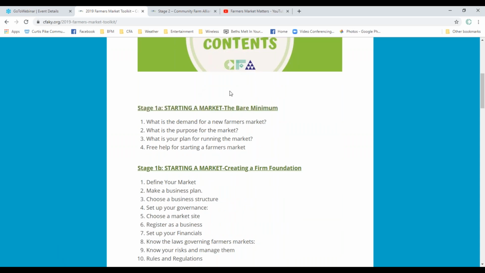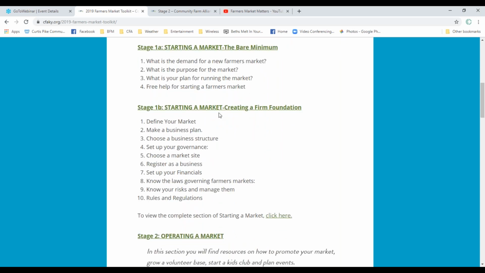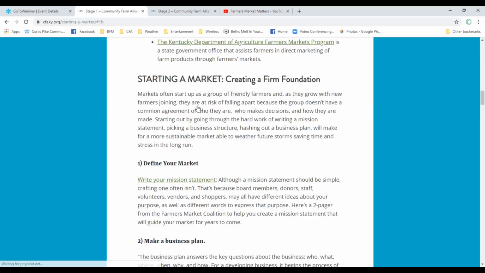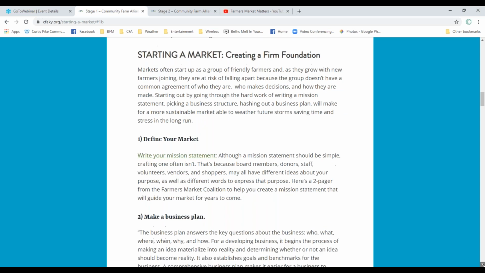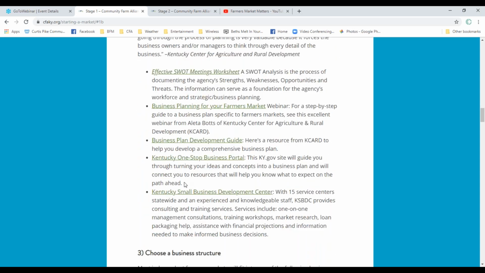Most of you probably already have this under your belt, but if you are in contact with someone who is just starting a market, this is a really good place to start. The second section of starting a market is creating a firm foundation. Most of you should have this, although I do find that some folks might have their bylaws in place, but not a business plan or a marketing plan. So this is a good place to go to get some basics of how to walk through that process.